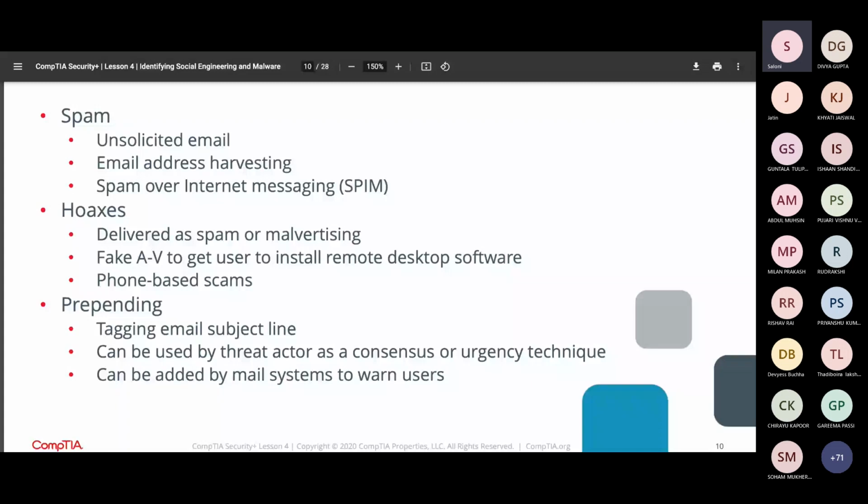So conversely some mail systems may perform prepending legitimately, जिसमें टैगिंग होती है external messages की, और messages के साथ एक warning लगी होती है if they have not been definitely identified spam, but they do have some suspicious elements. So by following such kind of tags, the prepending can be done. Tagging email subject line can be used by threat actor as the consensus or the urgency technique, and that can be added by mail system to warn the users as well. So this is all about prepending. Is it clear to you all?